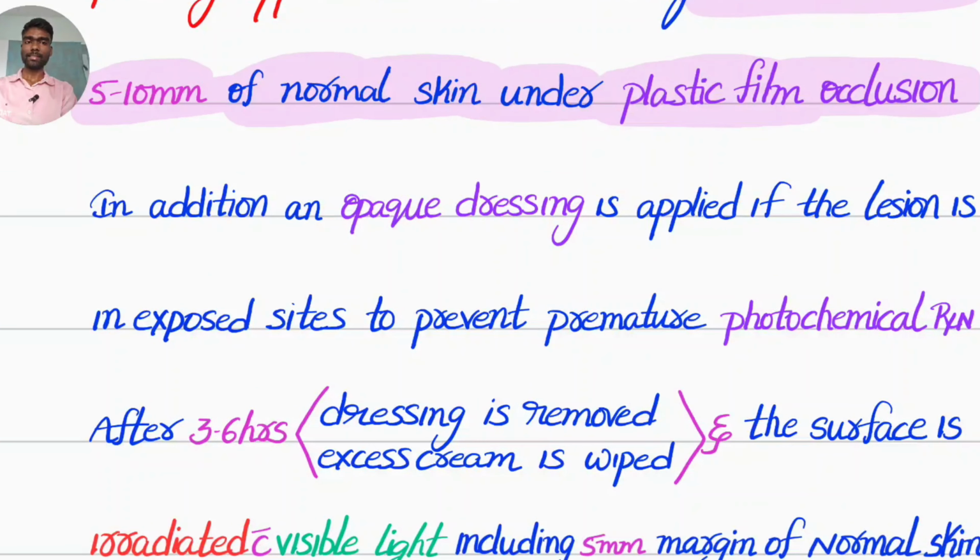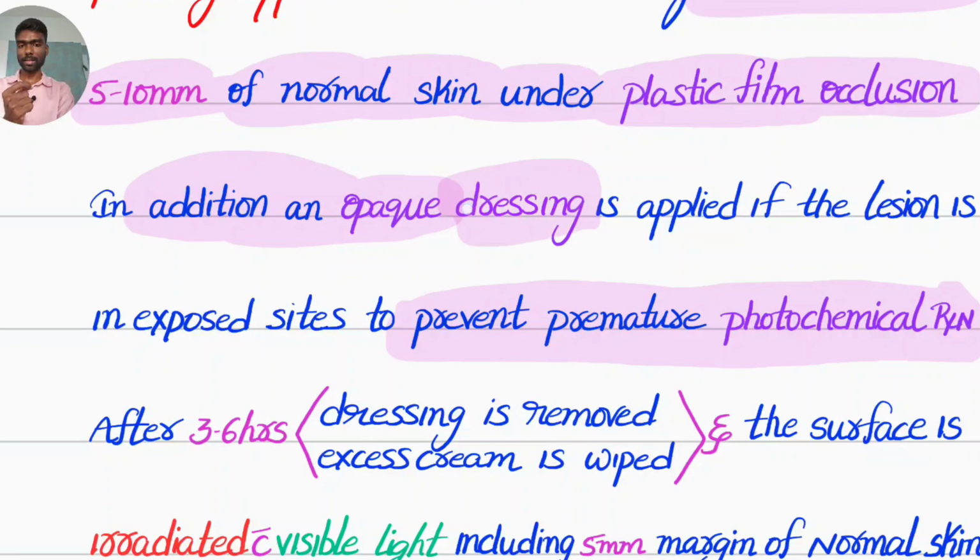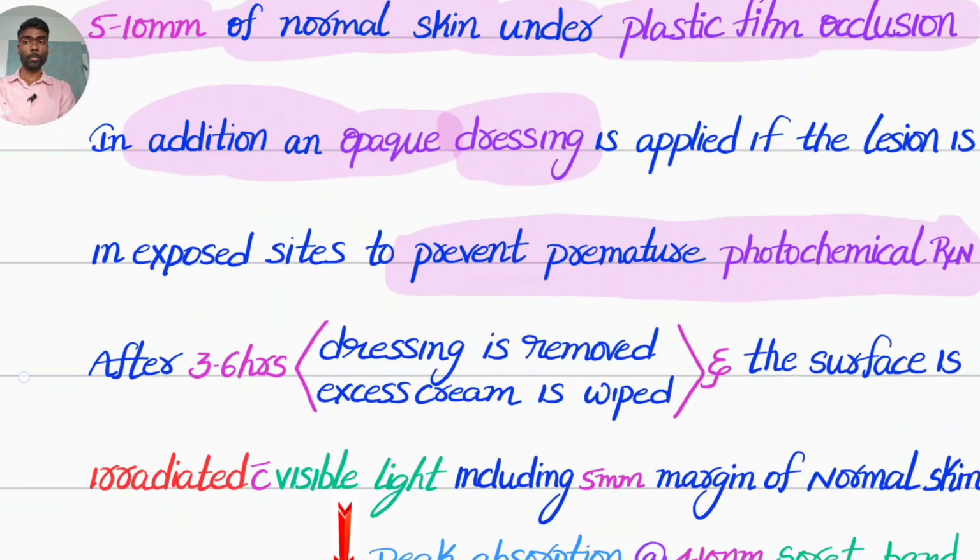This plastic film is transparent, so it will allow sunlight. If the lesion is in sun exposed sites, we have to add an additional dressing which is opaque to sunlight. Why? To prevent premature photochemical reaction. When we irradiate with visible light, that is when the photochemical reaction has to happen. To prevent it from happening prematurely, we are adding an extra opaque dressing.